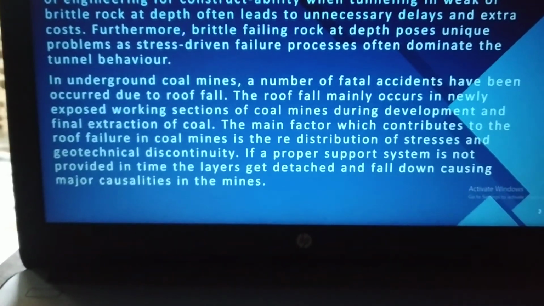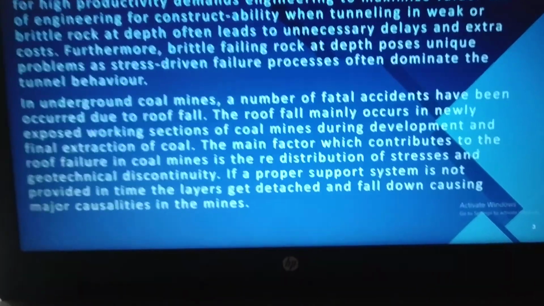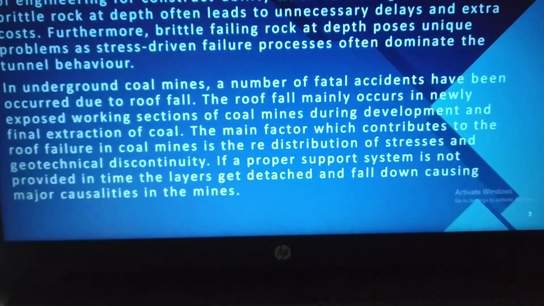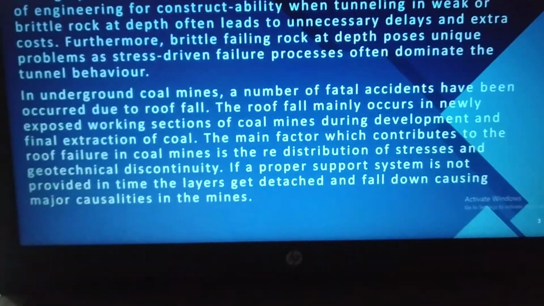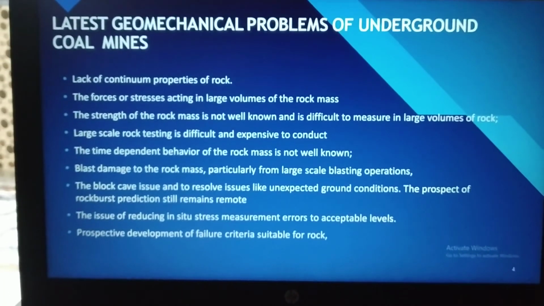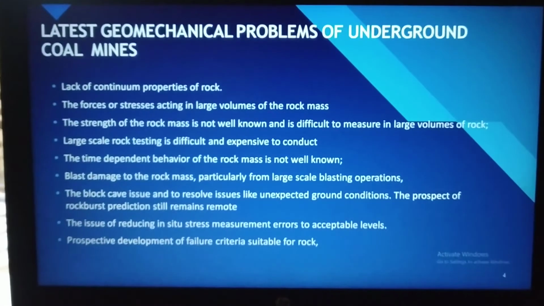And for such a system, we need a proper roof failure tracking mechanism so that we can know and track when the roof fails and can design a proper supporting system accordingly. So, what are the latest geomechanical problems of the underground coal mines?